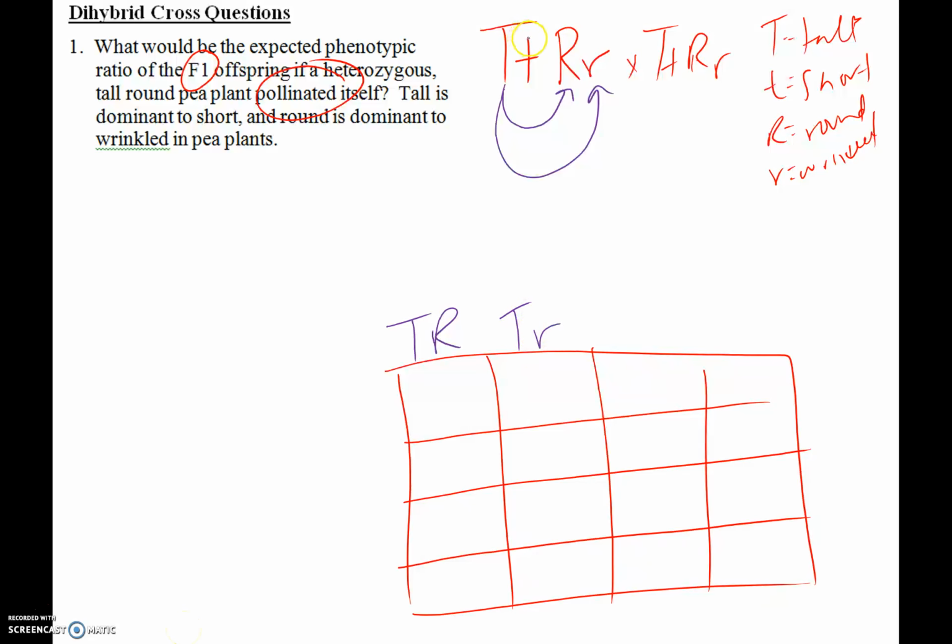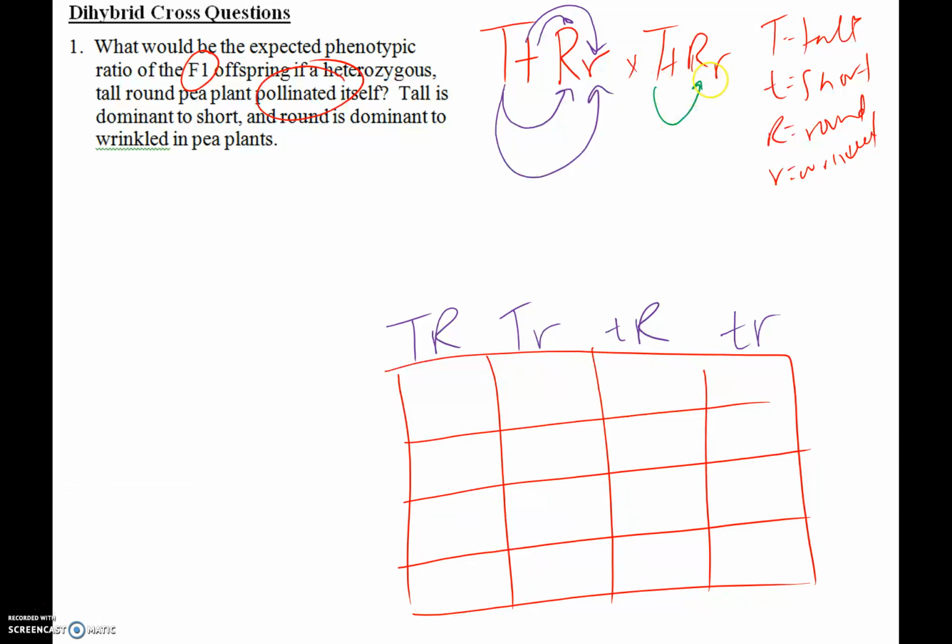Then the little t can end up with a dominant R, and a little t can end up with a little r. These are all the different possibilities in gametes, due to independent assortment. Now, cool thing, the same is going to hold true for the other side.